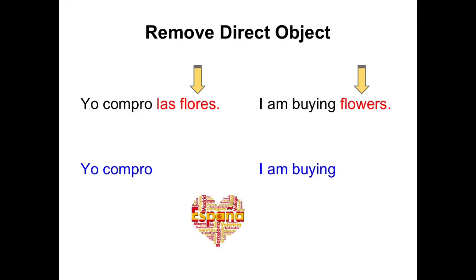Remember that the purpose of using direct object pronouns is to replace the direct object in the sentence so that we are not repeating the same word over and over again. Remember that the direct object pronouns are me, te, lo, la, nos, os, los, and las, and we will use these to replace the direct object. We are going to remove the word las flores, which is our direct object, from our example sentence, and the word las flores is going to be replaced with the direct object pronoun las.